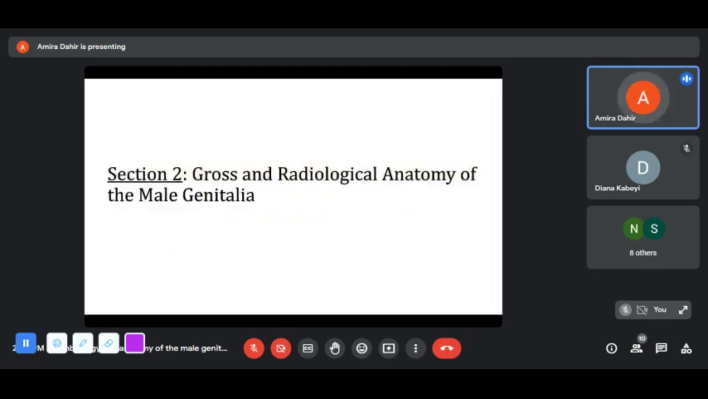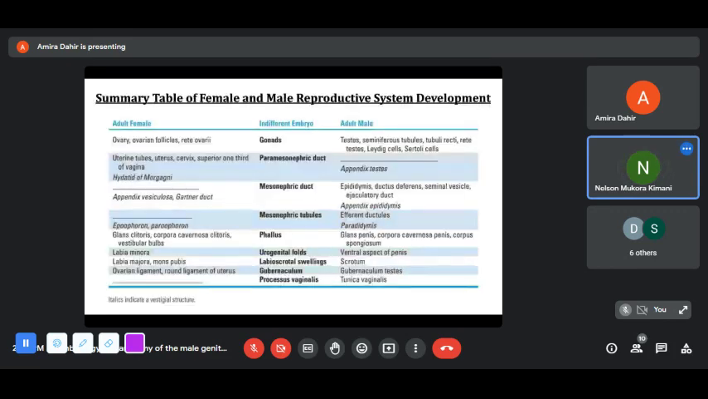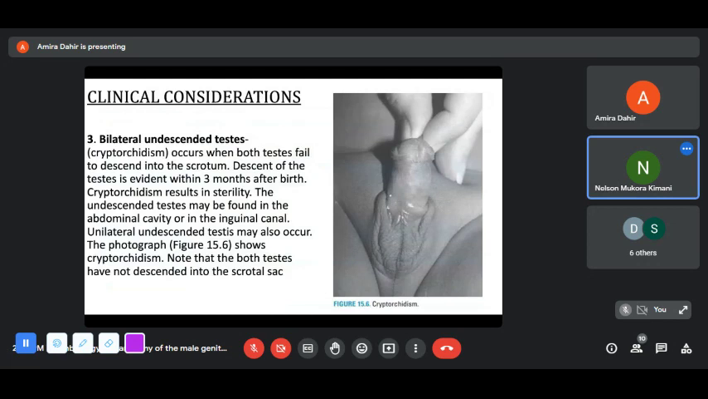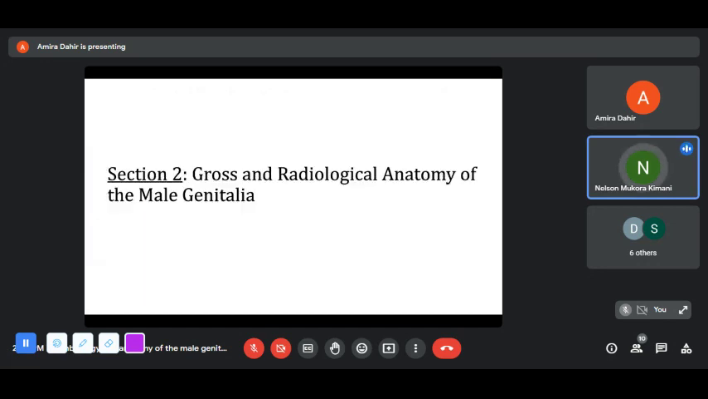So if there are no comments, I can proceed to the gross and radiological anatomy of the male genitalia. You can give them time to comment. Very good detail of the embryology of the male genitalia. Any comments or additions? All right, Doctor, I think we can go on.